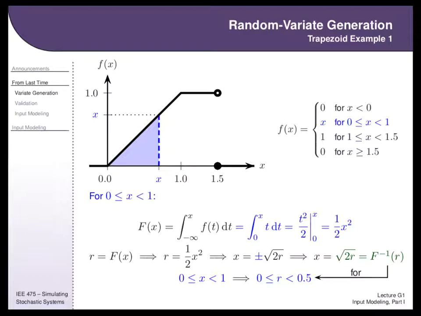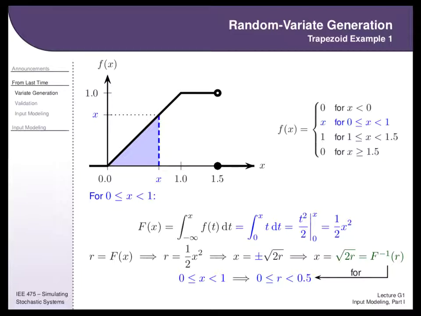To get the corresponding segment of the inverse CDF, we just set R equal to this thing and then solve, and we get X equals the square root of 2R, where we chose the plus because all our X outcomes were positive. That tells us that from 0 to 1, we're going to have R values from 0 to 0.5.